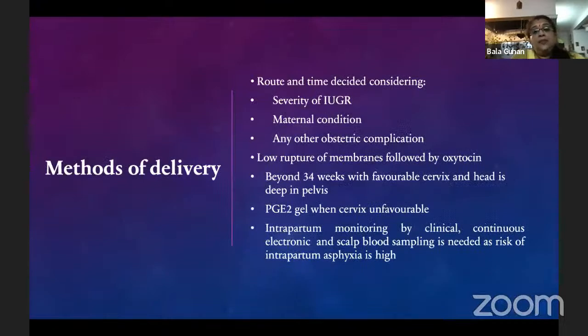The method of delivery, route and time can be decided considering the severity of the IUGR, maternal condition, and any other associated obstetric complications. Low rupture of membranes followed by oxytocin can be done if the pregnancy is beyond 34 weeks with a favorable cervix and the head well engaged and deep in the pelvis. An unfavorable cervix can be primed using Cerviprime gel, or any other methods of cervical induction can be adopted.